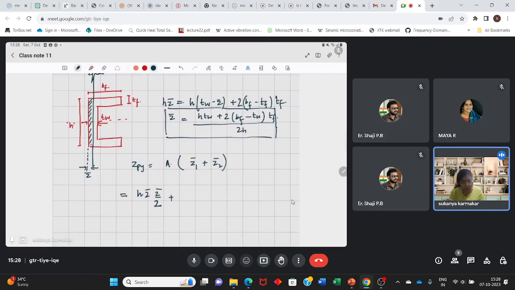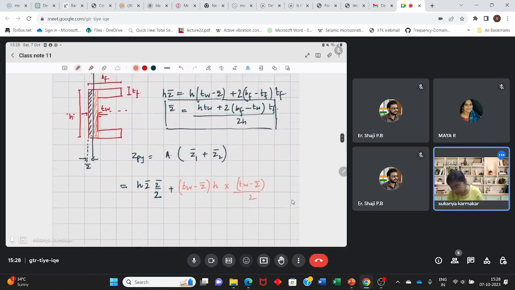Now for the portion on the right, since it's not uniform, let's break it into rectangles. So the first rectangle is this. Let's consider this part. What will be the area? The area will be (tw − z bar), this is the thickness, into the height h, into the centroidal distance, which is (tw − z bar) by 2. Fine.